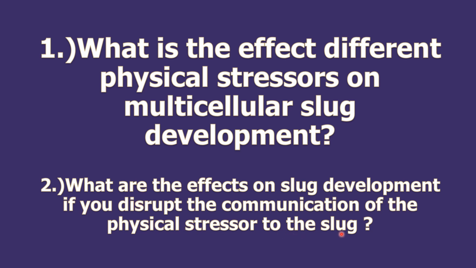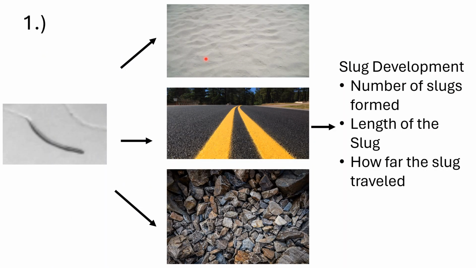In order to conquer our first research objective, we took our slugs, or our multicellular state, and subjected them to 3 different types of physical stressors. And then we measured the slug development in the form of the number of slugs formed, the length of the slug, and how far the slug traveled.